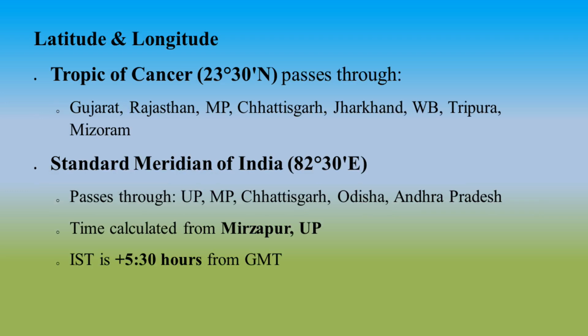Latitude and longitude. The Tropic of Cancer, located at 23 degree 30 minute north, passes through 8 states including Gujarat, Madhya Pradesh and West Bengal. The standard meridian of India at 82 degree 30 minute east is used to calculate Indian Standard Time. This meridian runs through Mirzapur in Uttar Pradesh, and it is 5 hours 30 minutes ahead of GMT. Interestingly, both the Tropic of Cancer and Standard Meridian intersect in Madhya Pradesh.